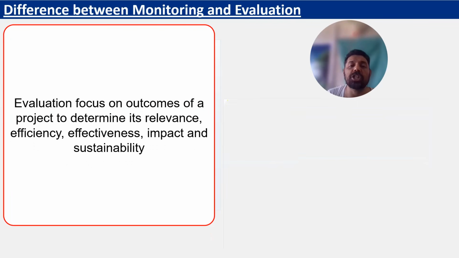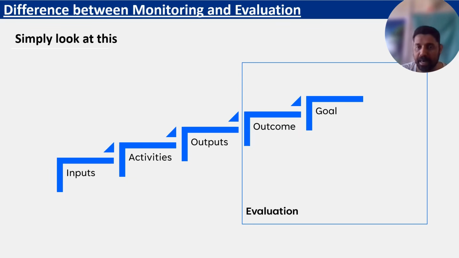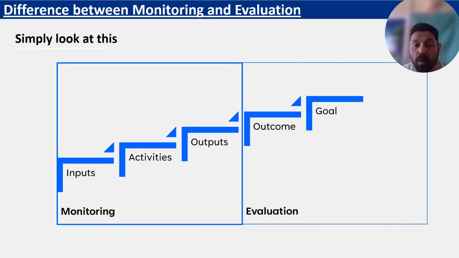So in the evaluation, we see the outcomes of a project. Simply look at this example. For example, in every project we have input, activities, outputs, outcome, and goal. Now this part comes under evaluation. In the evaluation, you assess the outcomes and goals. While in the monitoring, we focus on inputs, activities, and output. We track them so that the project achieves the targets of its activities and outputs. While in the evaluation, then we see the outcome and the goal.